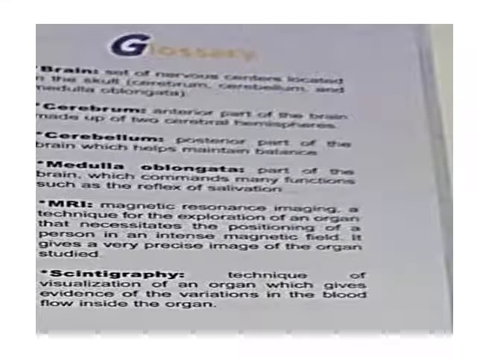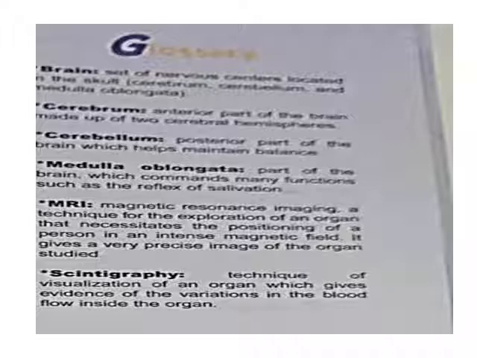This is the glossary. If you want, we could read it together. The brain is a set of nervous centers located in the skull. The nervous centers are the cerebrum, cerebellum, and medulla oblongata. The cerebrum is the anterior part, anterior meaning the front, of the brain, made up of two cerebral hemispheres, the left and the right. The cerebellum is the posterior part, or the back part of the brain, which helps maintain balance. So what's the job of the cerebellum? To maintain balance, so you could walk properly, for example.